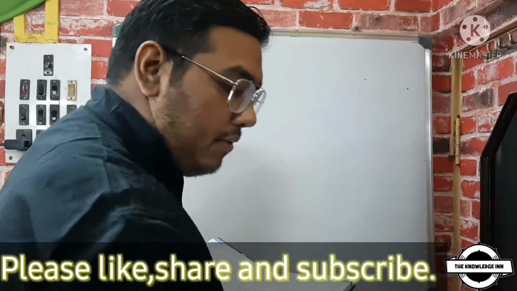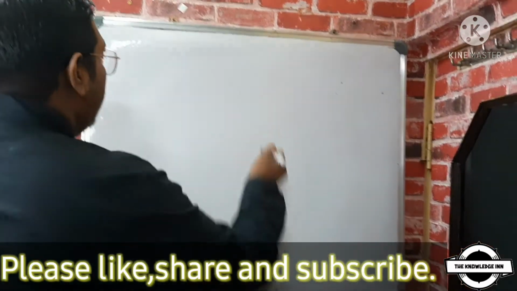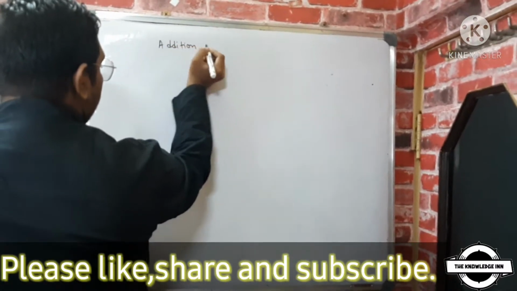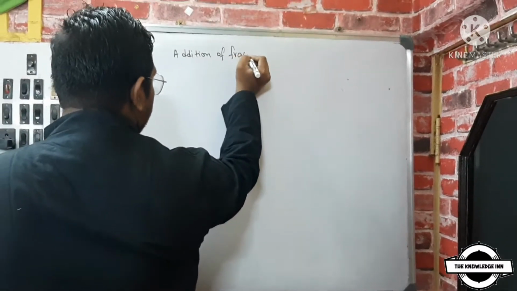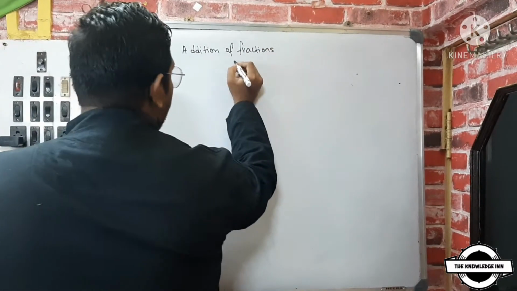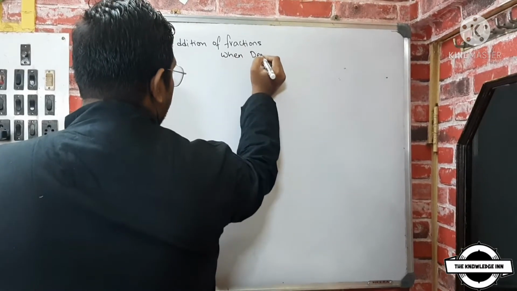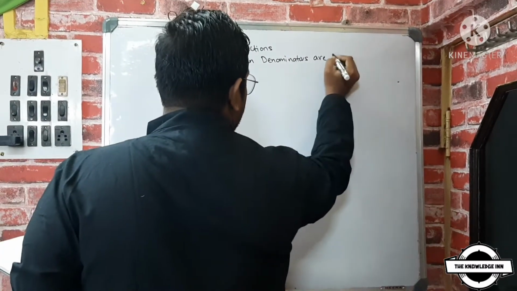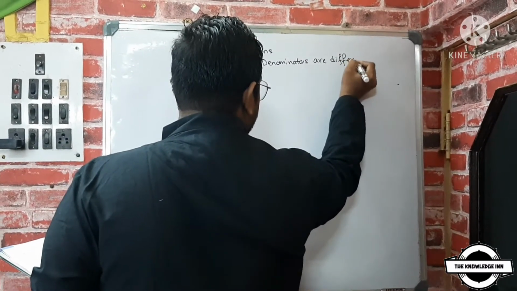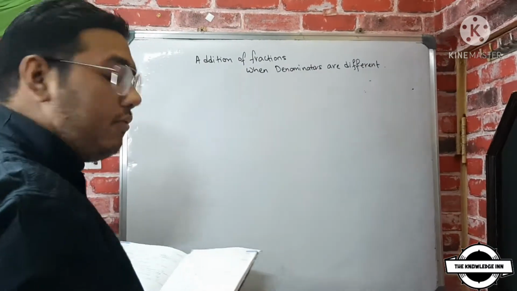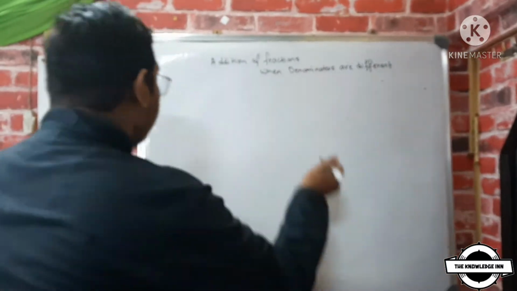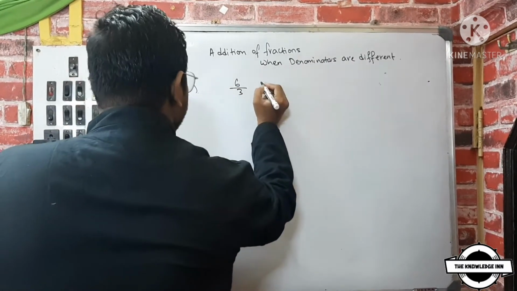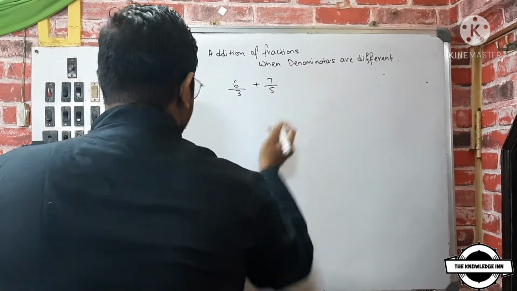So the first sum coming up is addition of fractions when denominators are different. Okay, so the first sum which I'm going to explain to you is the simple one: 6 by 3 plus 7 by 5.